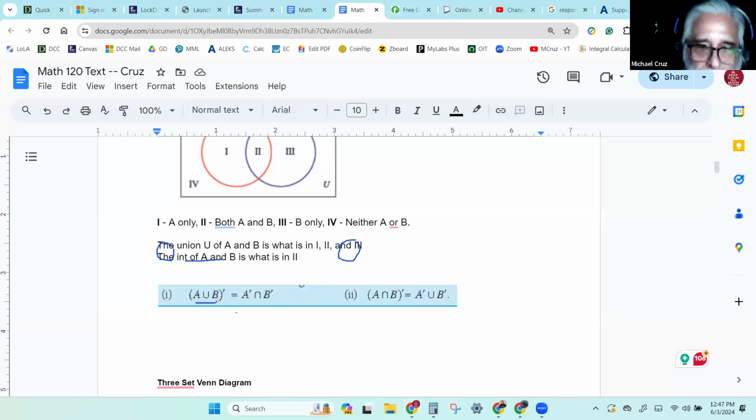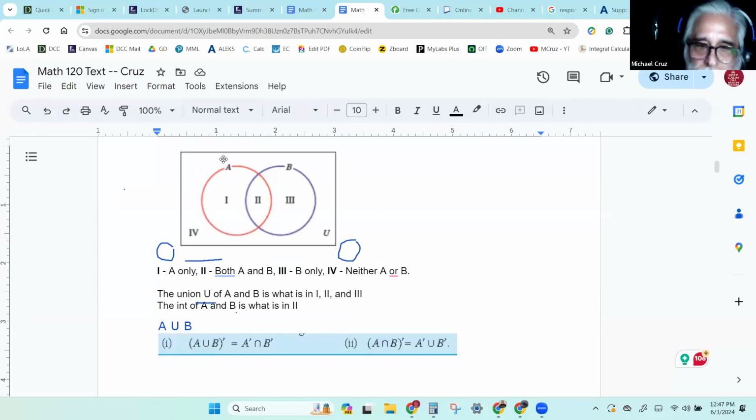we have A union B. So I need to find out what that is first, because unless I know what A union B is, I can't find its complement. So what I'm going to do then is, this is A. I kind of cut it off a bit. Let's see if I can go a little bit further.